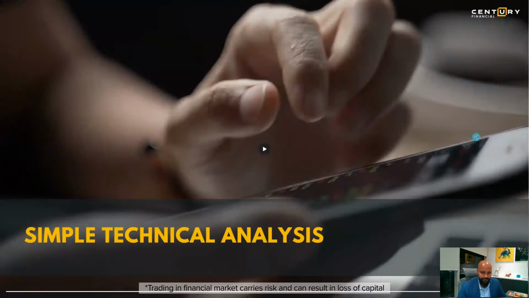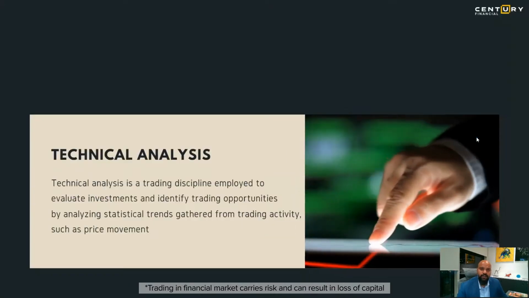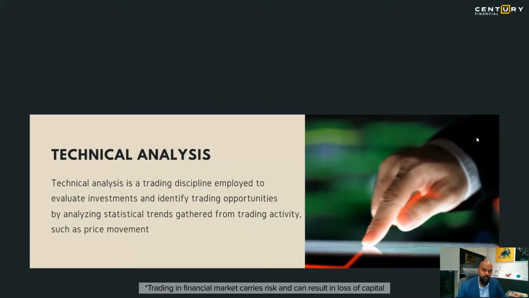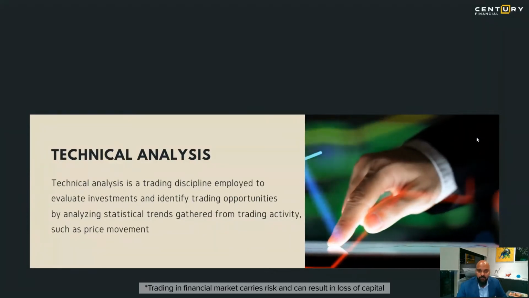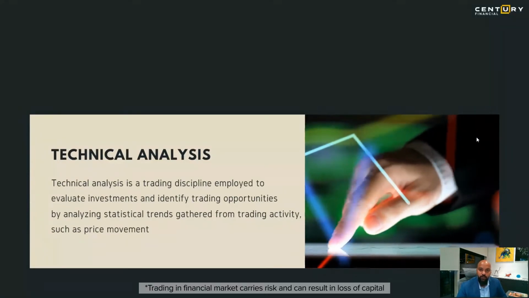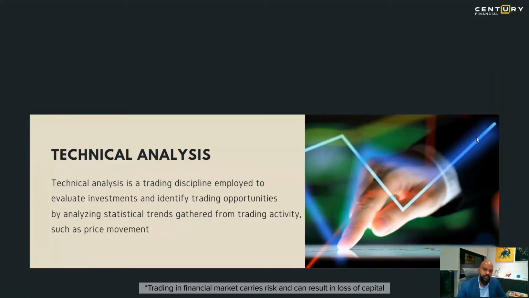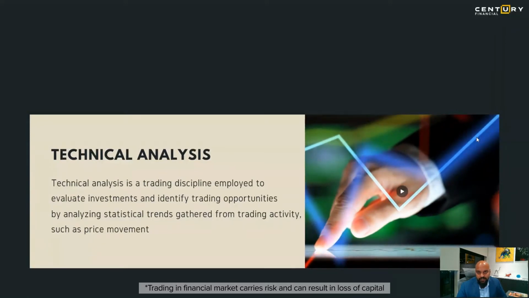Just before I start getting into the technical tools and the technical analysis that we could do, let's look at what technical analysis actually is. There are two types of analysis. Basically, there could even be three types of analysis that an investor or a trader does, but the most basic ones are technical analysis and fundamental analysis. Now, what is the difference between technical and fundamental analysis?